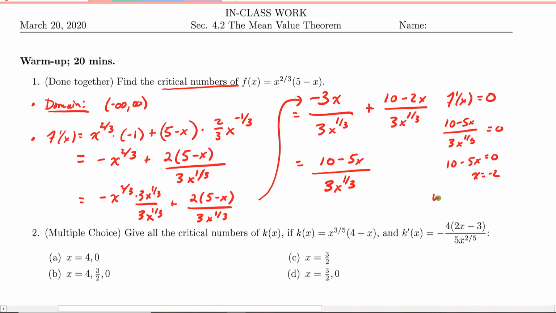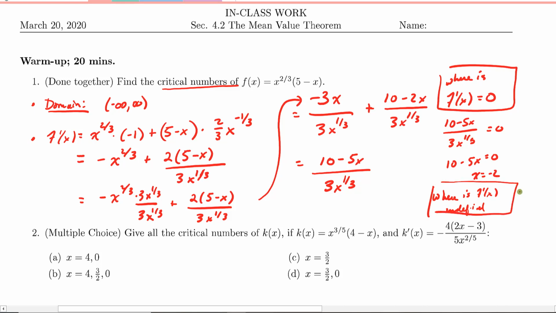Where is f prime of x undefined? So this was a question, where is f prime of x equal to 0? And where is f prime of x undefined? Well, that's a little bit easier to see. Here's our derivative. Where is this expression undefined? Well, it's undefined if the denominator is 0, and that would happen if I plugged in a 0 for x. So it's undefined at x equals 0.